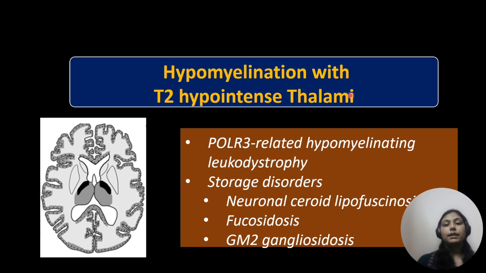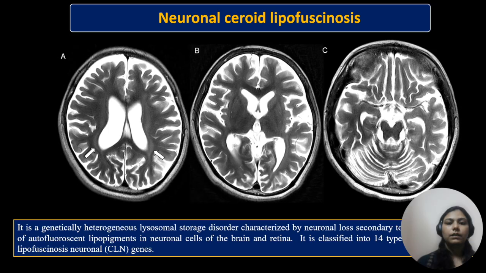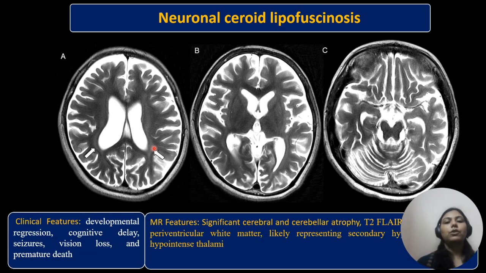Then we have already studied many of these disorders showing hypomyelination with T2 hypointense thalami, including POLR3-related hypomyelinating leukodystrophy and various storage disorders. One such storage disorder is neuronal ceroid lipofuscinosis, which is a secondary hypomyelinating leukodystrophy. There is a lot of diffuse cerebral and cerebellar atrophy, which is out of proportion to the presence of periventricular hyperintensities. The periventricular hyperintensities in these disorders are likely to represent hypomyelination, and there is associated T2 hypointensity of the thalami.